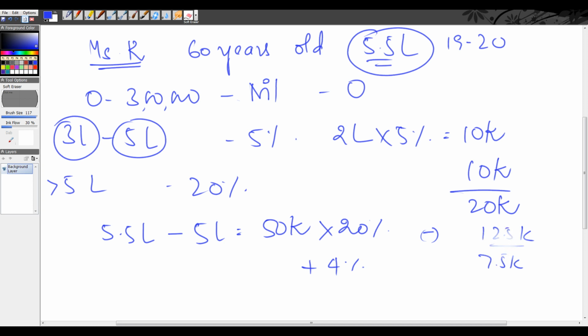So therefore, I'll just quickly erase this. Since Miss R's income is in excess of rupees 5 lakh, in this case Miss R will not get any rebate. So on that 20,000, she is required to pay a cess of 4%, which comes to 800 rupees. So her tax liability will be 20,800.